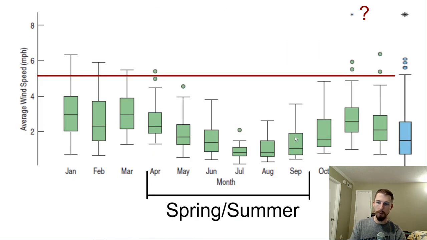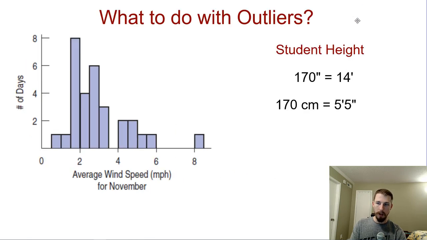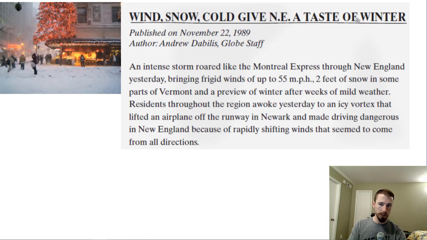If we really wanted to know what we could expect to happen in November, we might remove this point because that might have been a once in a lifetime event. For example, this is what actually happened on the day.